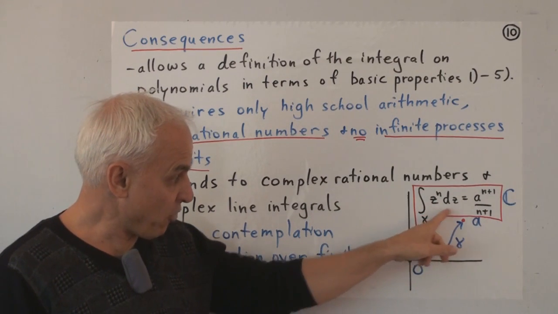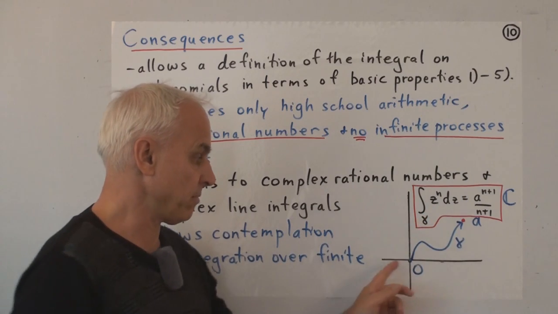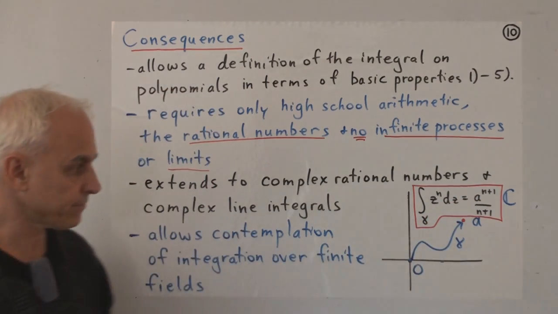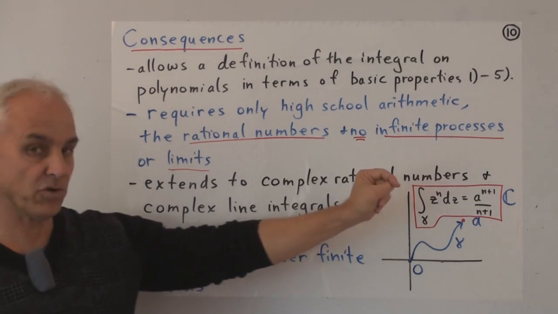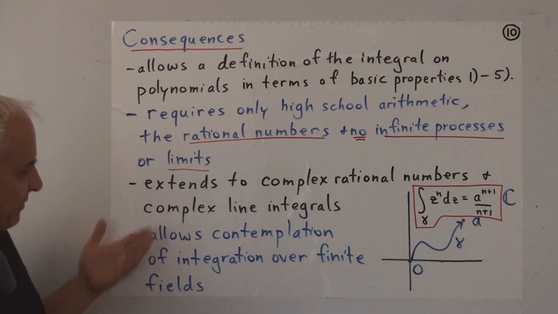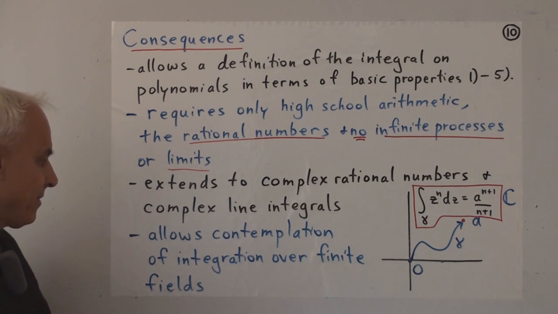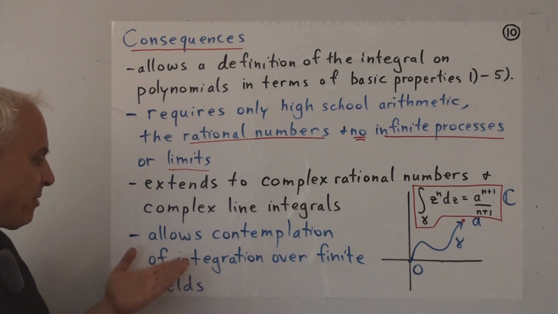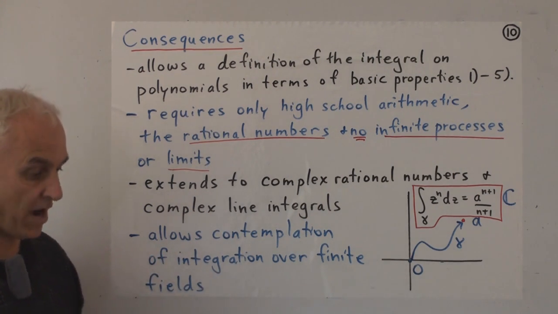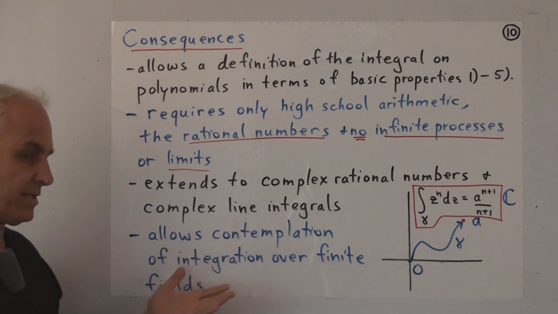So an integral formula like this will be almost immediate. The integral of z to the n dz over some gamma is going to be a to the n plus 1 over n plus 1 for natural numbers n. And because everything's algebraic, it allows us the idea of, well, maybe we should be thinking about integration over finite fields. So there are finite fields, like prime fields. The argument essentially works.